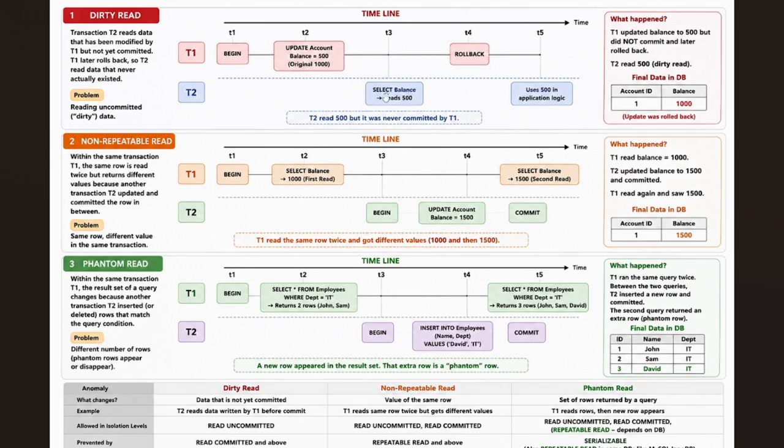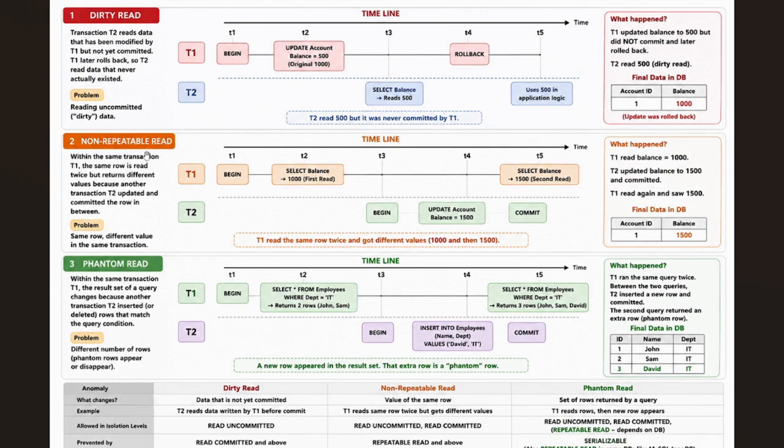So this T2 is basically doing a dirty read. That's what it is doing here. And what happens at T4? The transaction T1 rolls back. And see, the problem is T2 is using this 500 in the application logic. So this is the problem with dirty read. We are reading uncommitted data or dirty data. So this is the first transaction anomaly or read phenomenon.